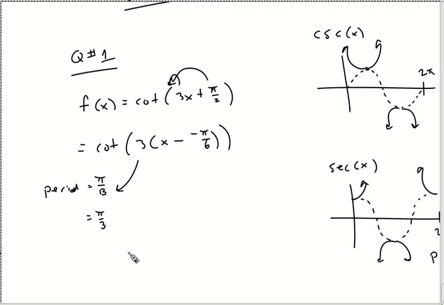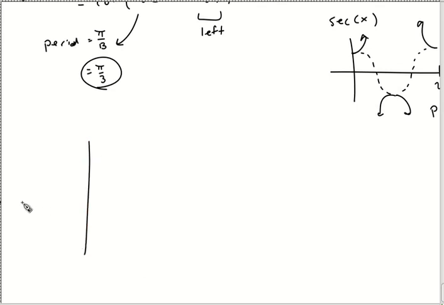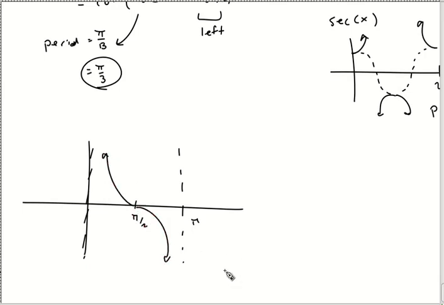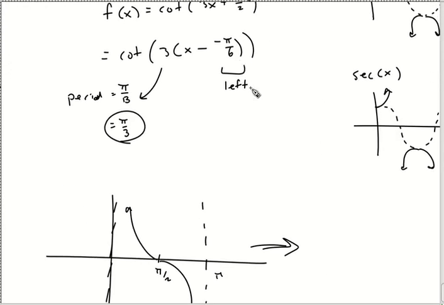What I'm getting at is that I need to shift this to the left, and I also have this new period. So I'm going to try my hardest here to make this thing work. Cotangent normally is right here, and then at pi, and then at pi over 2 is in the middle, and it goes up, and it goes down, and all around. So now I'm going to shift it over, oh golly, hold on.